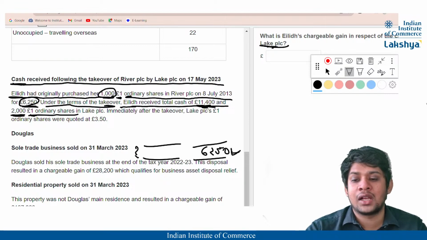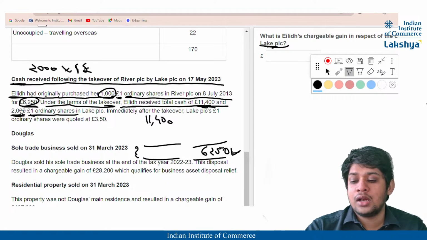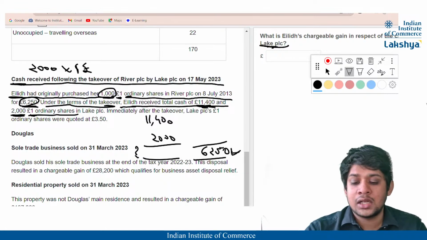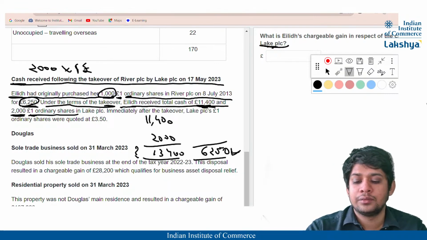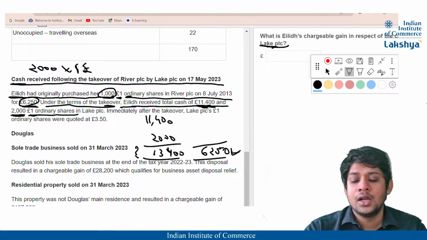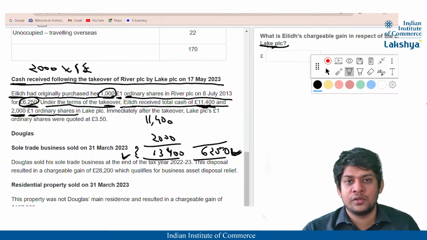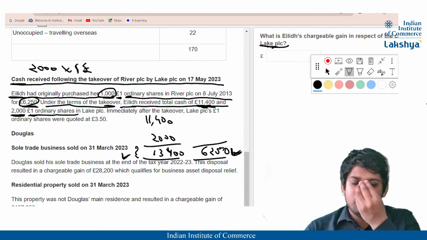We have to identify the total market value. So what is the total market value for the cash? It is 11,400. And for the shares, it is 2,000 shares into £1 per share, so that is 2,000. So the total market value is 11,400 plus 2,000, that is 13,400. So she had the shares at a value of 6250, but in return she got the total market value of 13,400 when Lake PLC was taken over by River PLC.